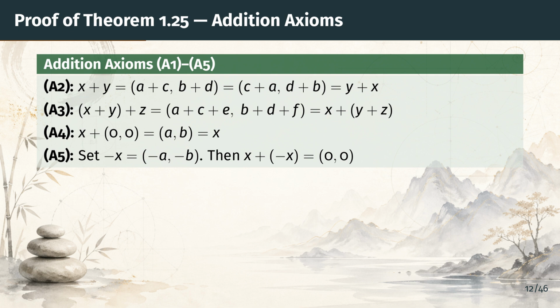The pair 0, 0 is the additive identity, because adding 0 to each component leaves the number unchanged. And the additive inverse of the pair a, b is the pair negative a, negative b, since adding them gives 0, 0. Closure is clear since sums of real numbers are real. Now let's turn to the multiplication axioms, which are more interesting.